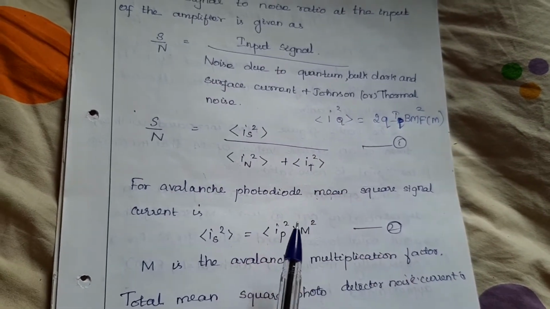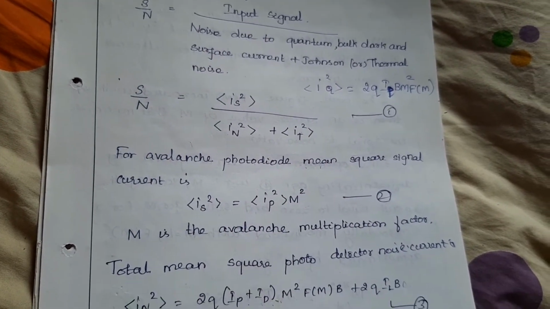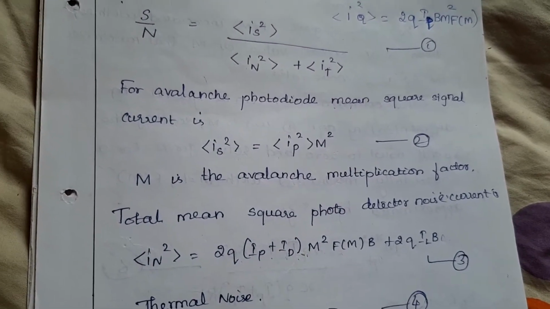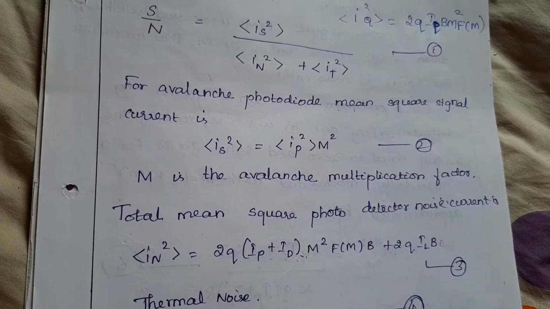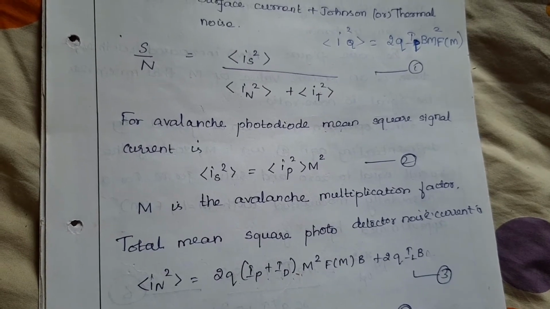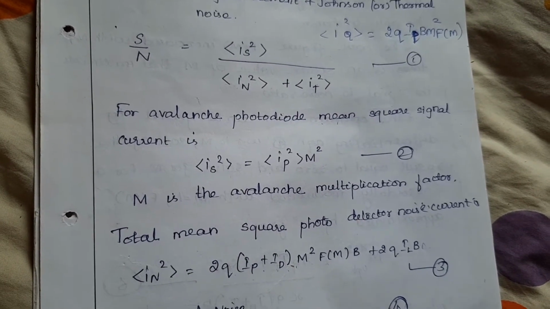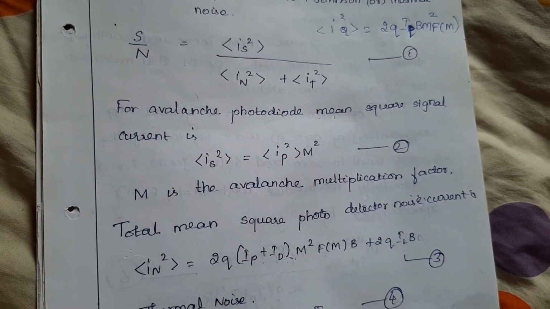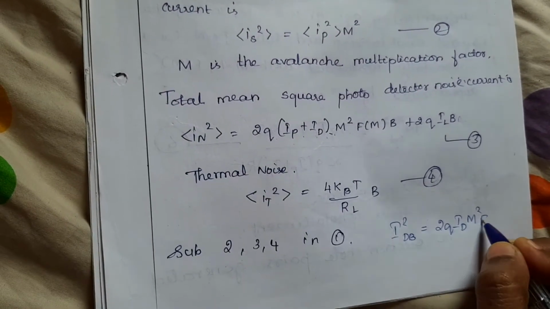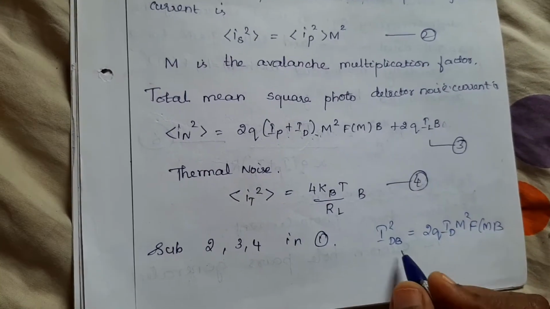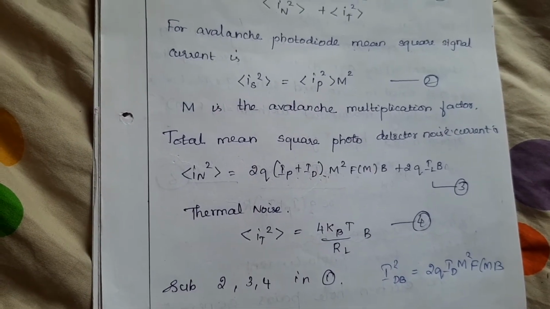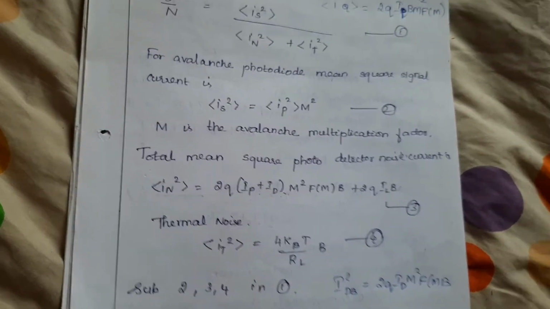So what do you mean by bulk current? The bulk dark current is normally due to the thermally generated electron holes, and that bulk dark current can be given as I squared dB equal to 2q ID M squared F of M into B. So it is the bulk dark current value.